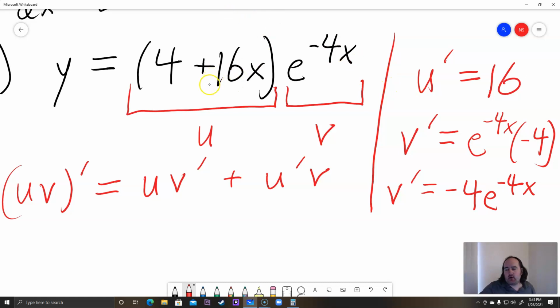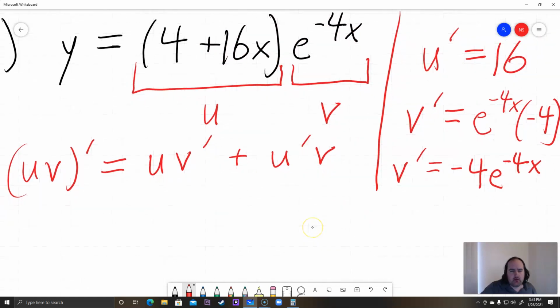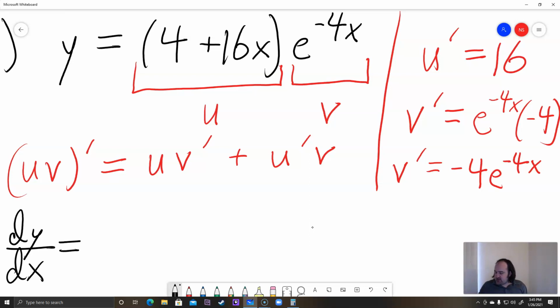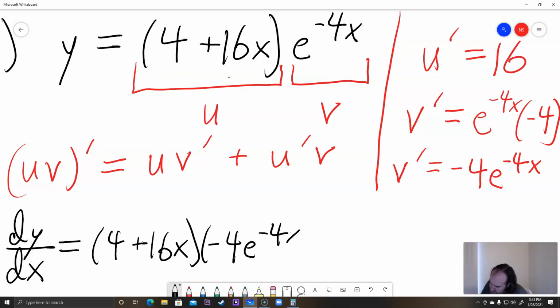Okay, and for this problem, we only had the first term. So we just had one term here, so we're just going to be using the product rule. So what we've got here is our derivative, dy/dx. dy/dx is going to be uv prime plus u prime v. So plugging in, u is 4 plus 16x. V prime, we said, was negative 4 e to the negative 4x. And then we have plus u prime v.